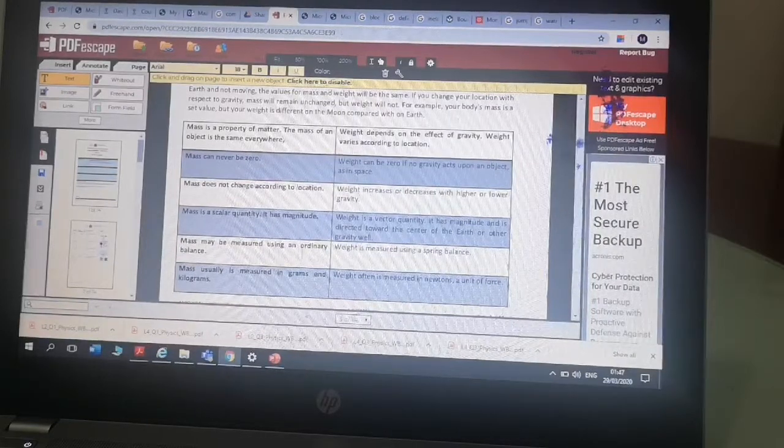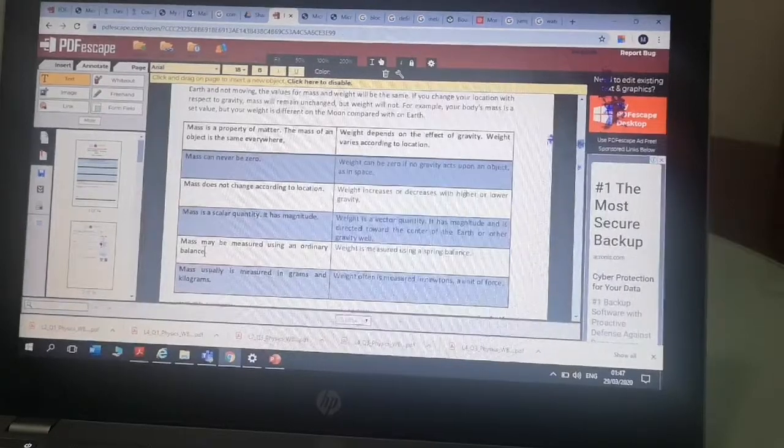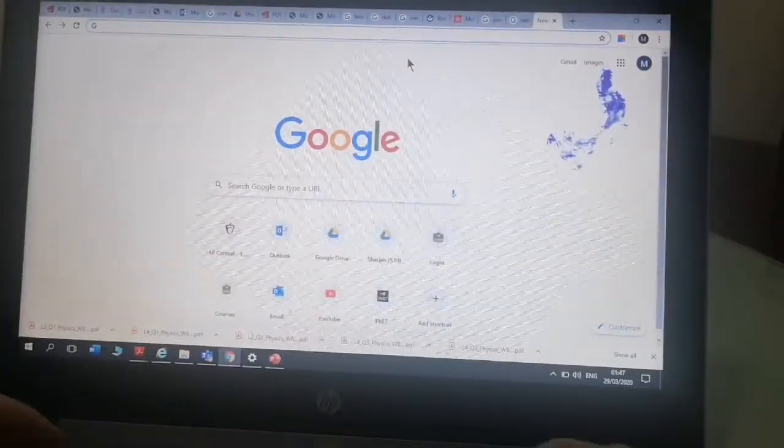Mass may be measured using an ordinary balance. What do I mean by that? A balance is just, well, you can Google it.